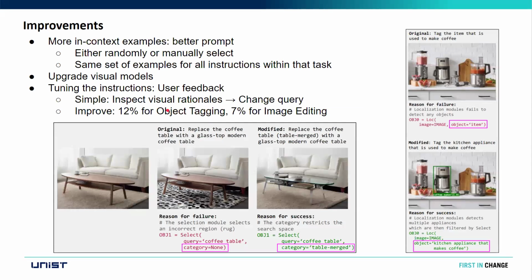The improvement they made here is that more in-context examples give better performance. Before, they either randomly selected the prompt or manually selected the prompt, and it was the same set of examples for all the queries. They also upgraded the vision model, of course, and tuned the instruction. Tuning the instruction is a very simple approach where you look at the visual rationale and then change the query until it predicts right or does the task in the right way. And it actually improved a lot, about 12% for object tagging and 7% for image editing.